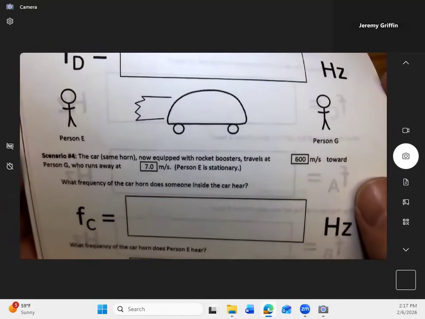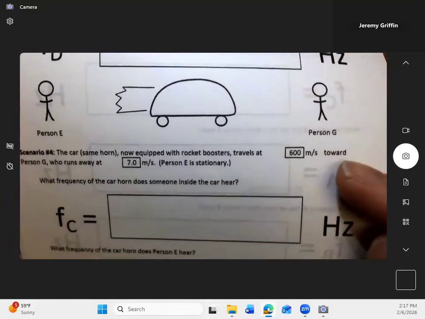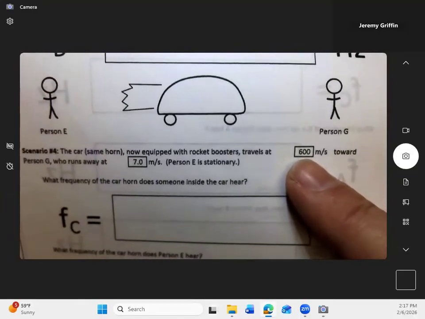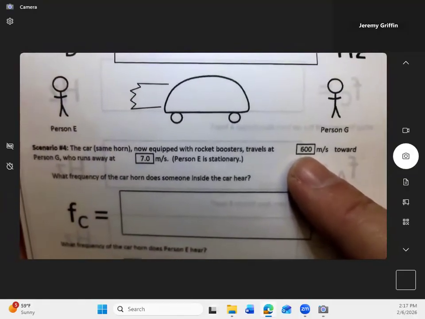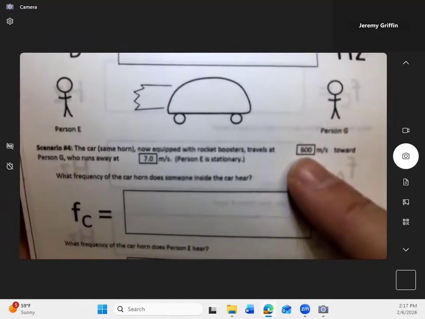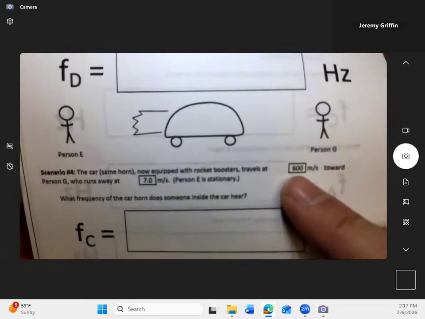Why would that be? It has to do with this number right here. Here's the speed of the car, 600 meters per second. Why does that kind of break the equation? Oh, it's past the speed of sound. Exactly. Yeah, that's faster than the speed of sound.